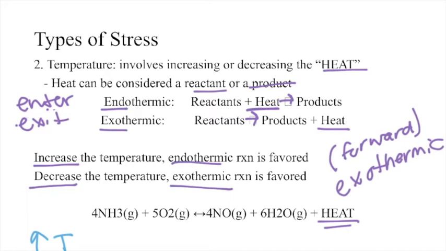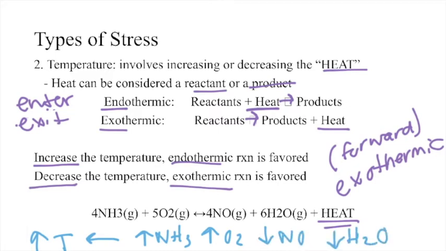So our forward direction is exothermic. That means our reverse reaction is endothermic. So if I'm now increasing my temperature, I'm sending that reaction in the reverse direction, and I'm now going to increase ammonia production, increase oxygen, decrease nitrogen monoxide, and decrease water, right? Because I added heat to the system. So I favored the endothermic direction.